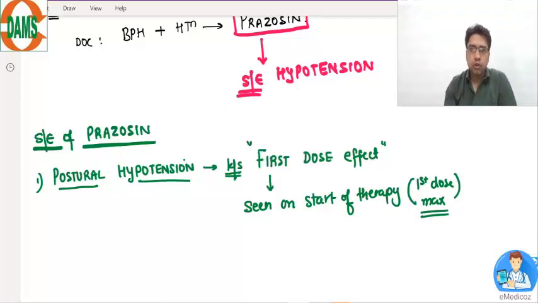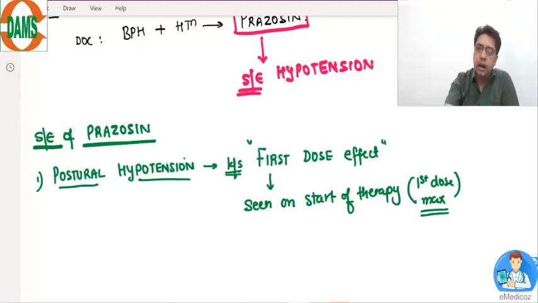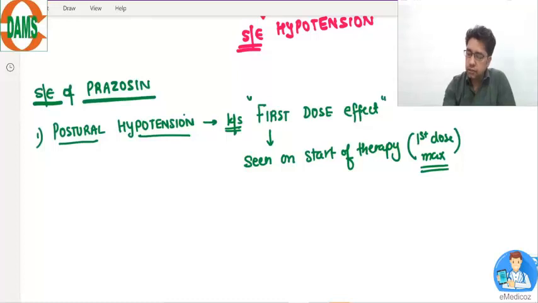So the question comes, how to manage postural hypotension with prazosin? Very simple. First you will write: start with low dose.